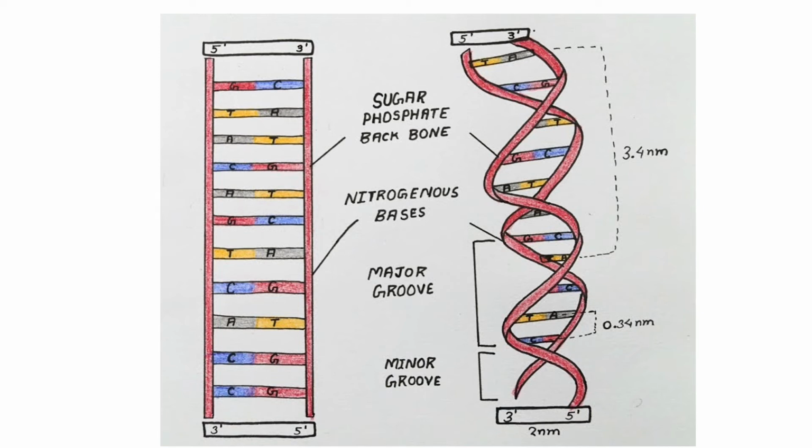A complete DNA molecule appears as a double helical structure with two polynucleotide chains running along each other in the anti-parallel direction. One chain runs from 5' to 3' end, while the other chain runs from 3' to 5' end. Both these chains are held together by hydrogen bonds present between the nitrogenous bases of each chain.